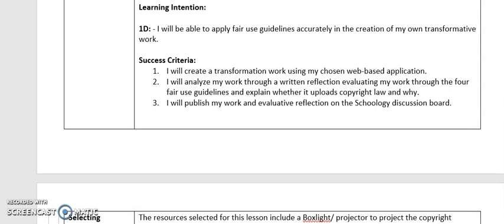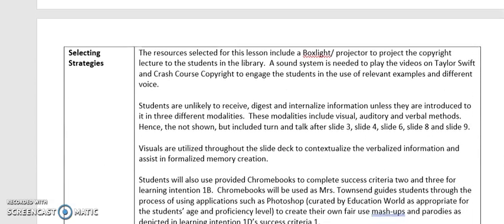Learning intention, 1D. I will be able to apply fair use guidelines accurately in the creation of my own transformative work. Success criteria, number 1, I will create a transformative work using my chosen web-based application. Number 2, I will analyze my work through a written reflection, evaluating my work through the 4 fair use guidelines and explain whether it upholds copyright law and why. Number 3, I will publish my work and evaluate a reflection on the Schoology discussion board.